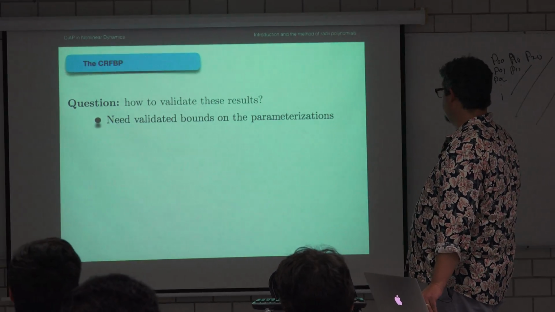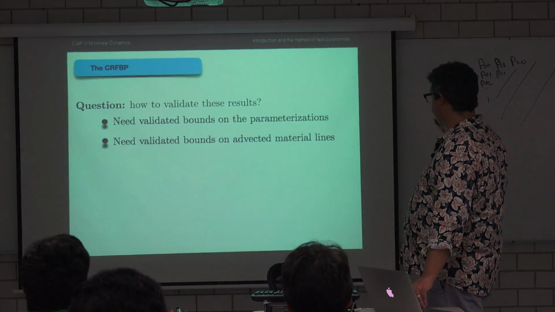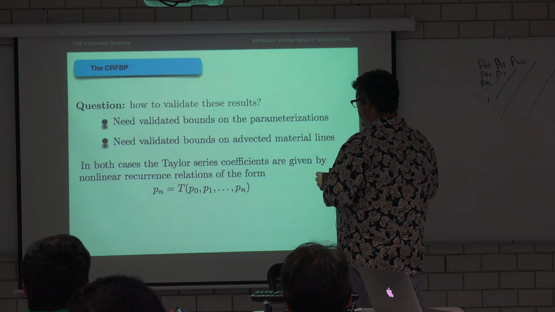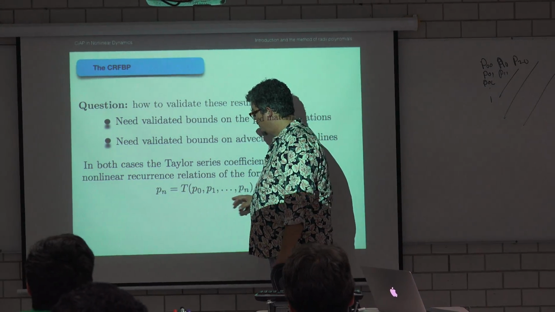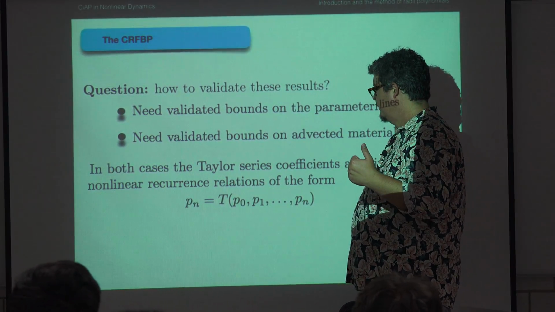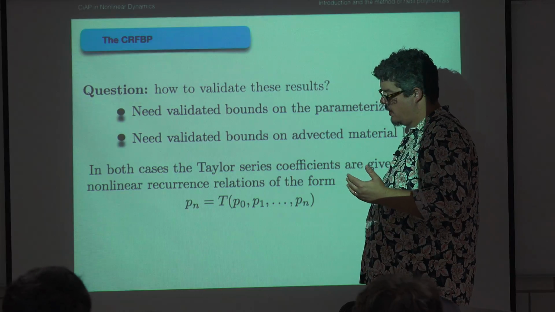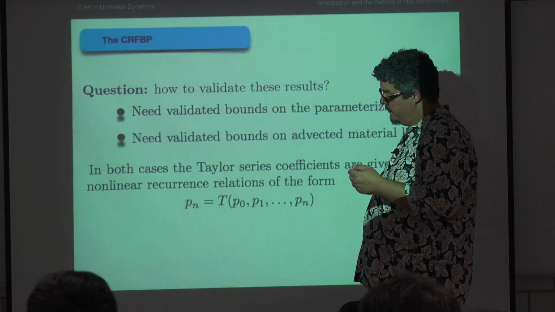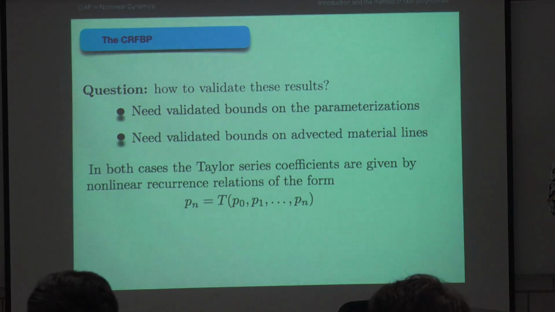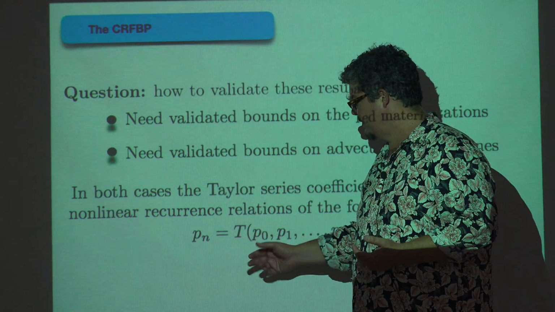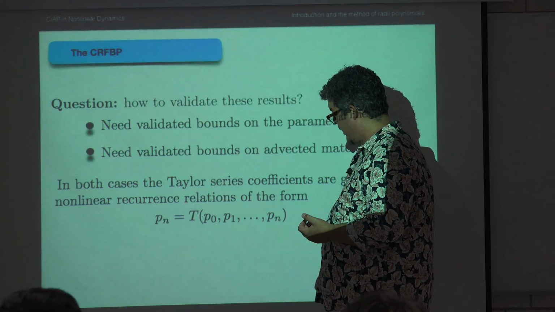So, we need to validate the parameterizations, we need to validate the Taylor integrators. And in both cases, we had nonlinear recurrence relations like this. Okay, so tomorrow I'll show you the whole thing, but for a simple problem, how when you have nonlinear recurrence relations like this, you can think of this as a fixed point problem.